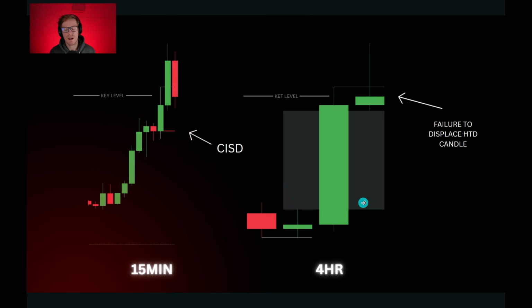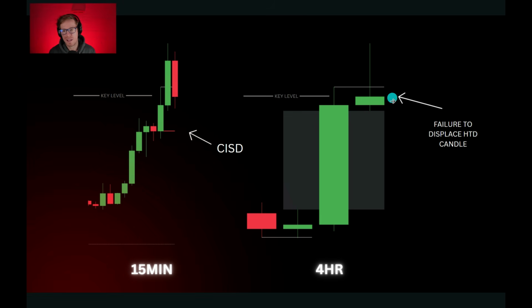We're on the 4-hour. You always want to look at a higher time frame failure to displace. You can see this 4-hour candle taps into a key level. It forms a high point. Then the next candle sweeps out that high but closes back into the range. This is what we call a failure to displace.